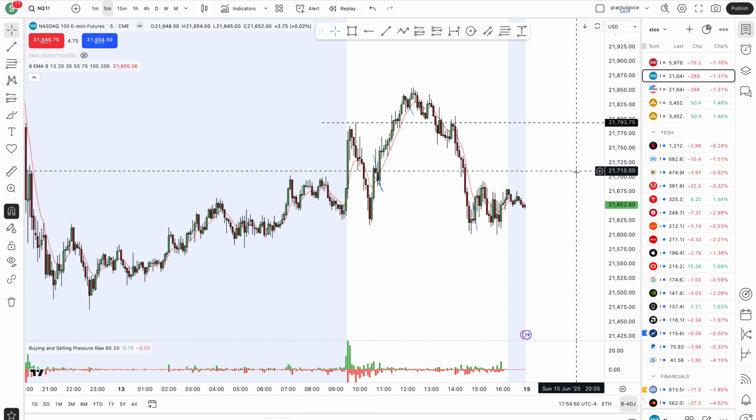In this video I'm going to be showing you a very simple strategy based on a flag and wedge, a pennant pattern. A very simple strategy but very effective.